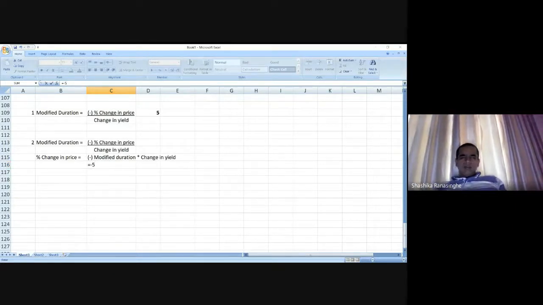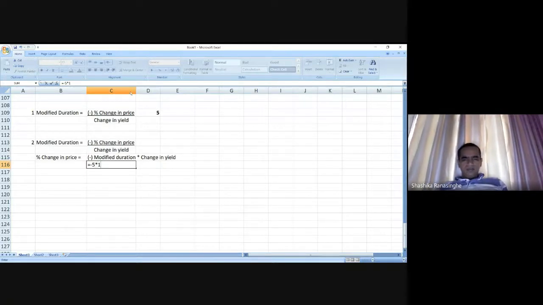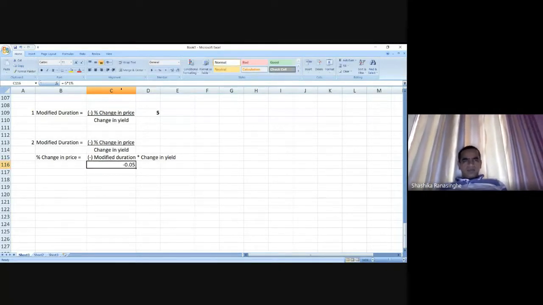Yield is increasing from 7 to 8%. It means by 1%. There'll be a 5% drop in the price.